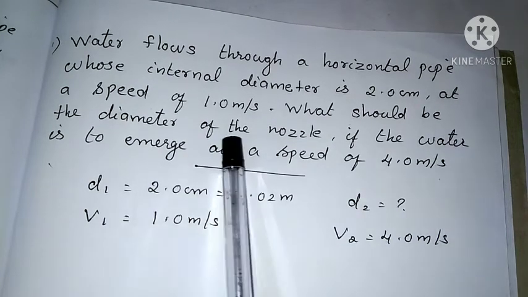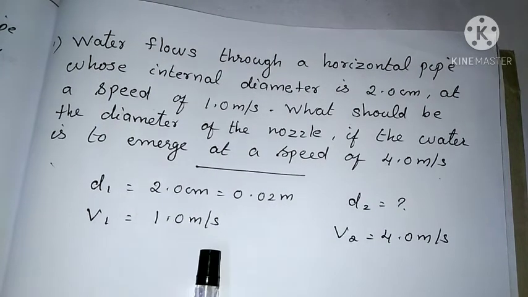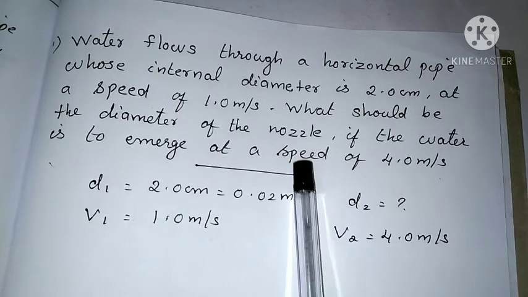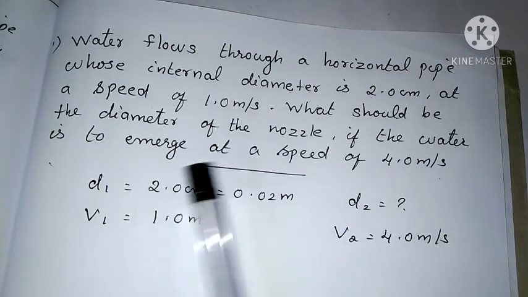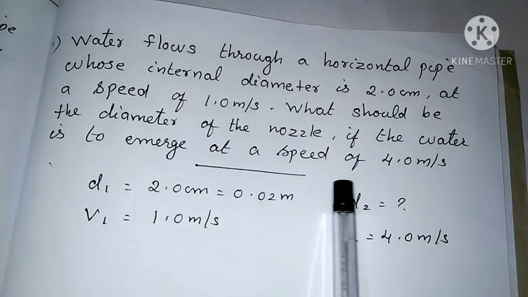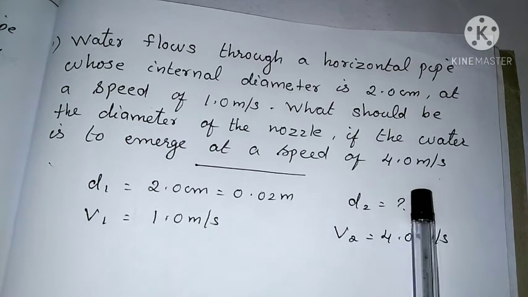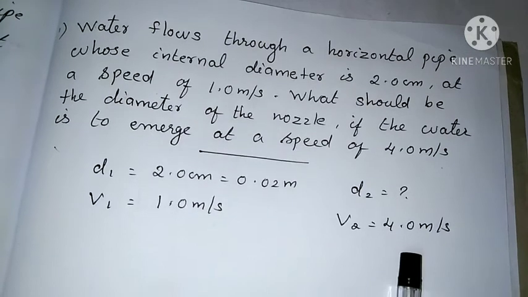Then water flows at a speed of 1 meter per second. So that is V1 equal to 1 meter per second. What should be the diameter of the nozzle? You take it as D2, which you want to find out, if the water is to emerge at a speed of 4 meter per second. So the speed of water through the nozzle is V2 equal to 4 meter per second.